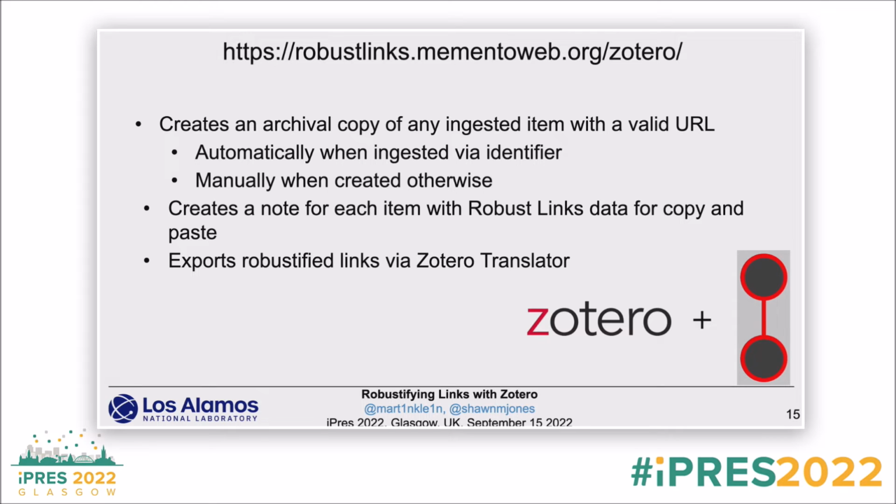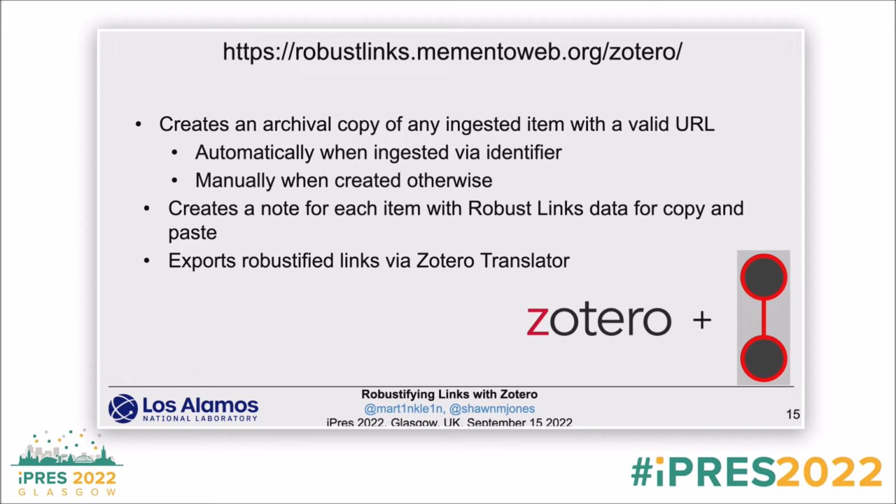If you're familiar with this very popular reference manager, you will know that there are several different ways of ingesting entries into Zotero. For example, you can use a resource identifier, let's say a DOI, to automatically ingest an entry into Zotero. Or you can do it manually, for example, for a blog post. You can manually enter that record into Zotero.